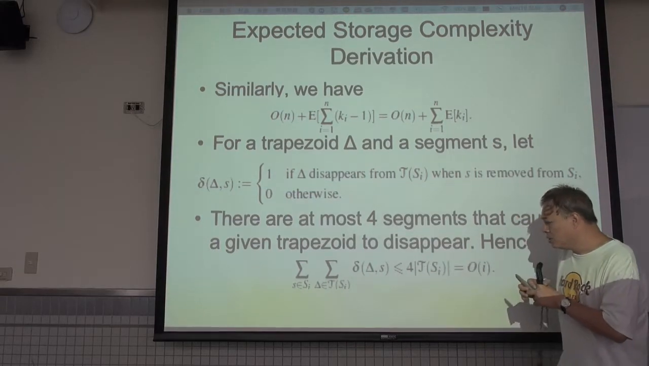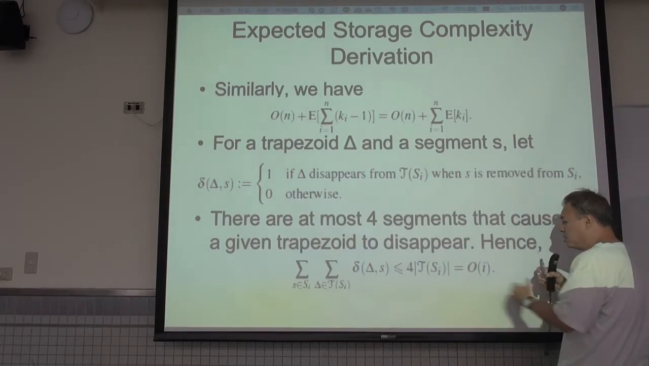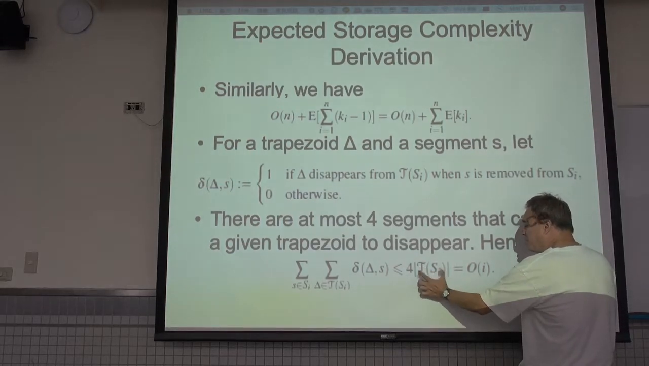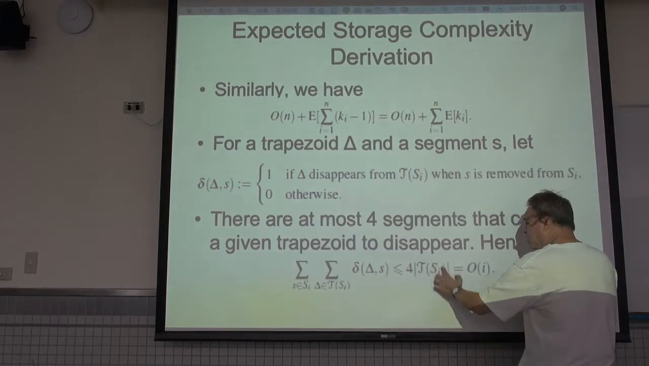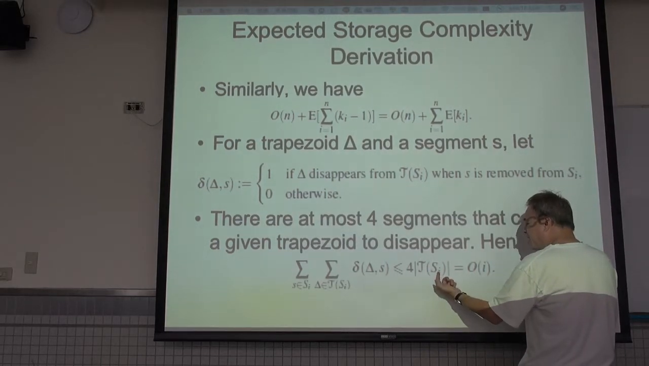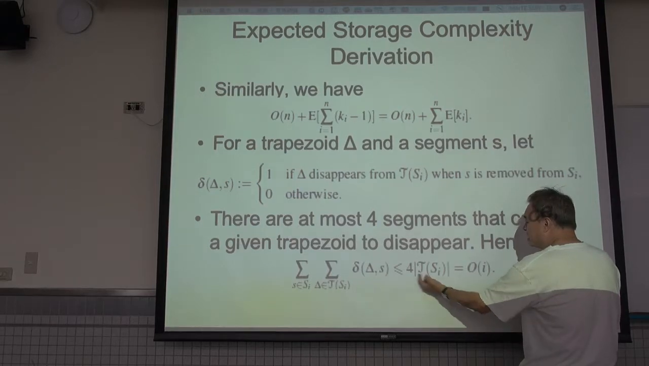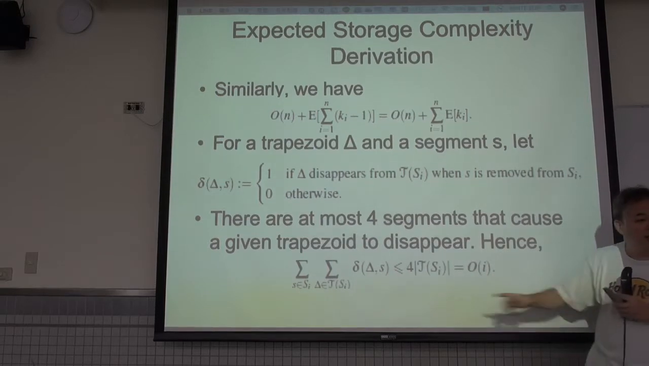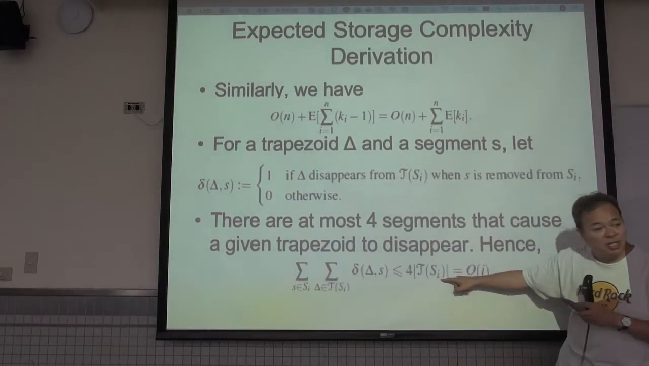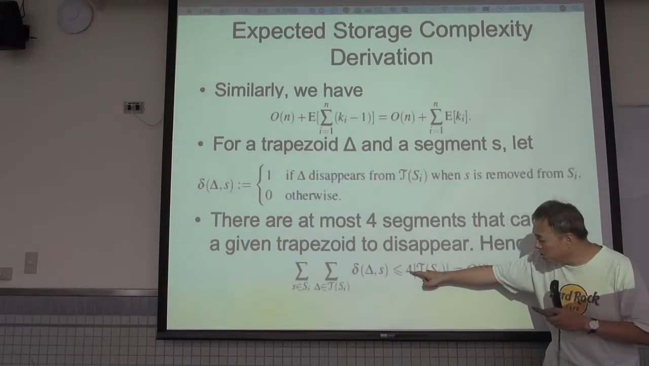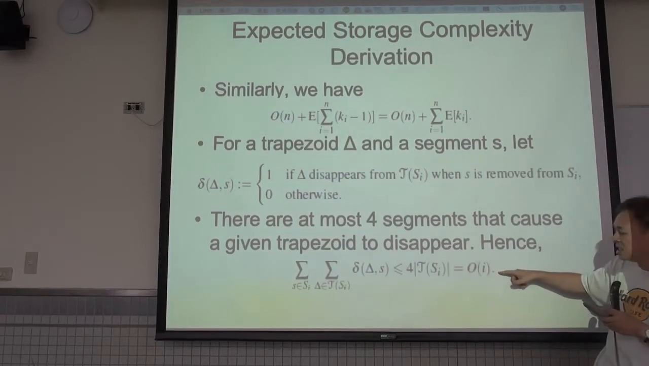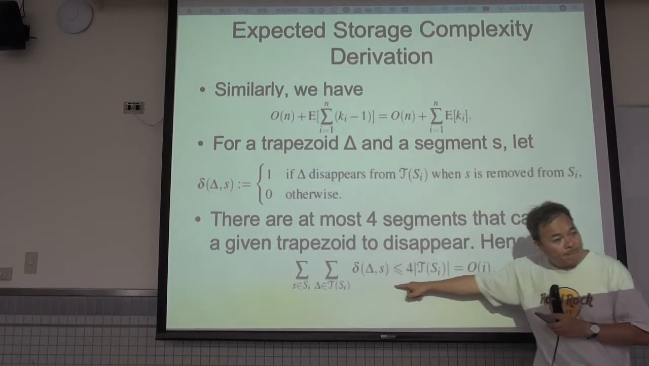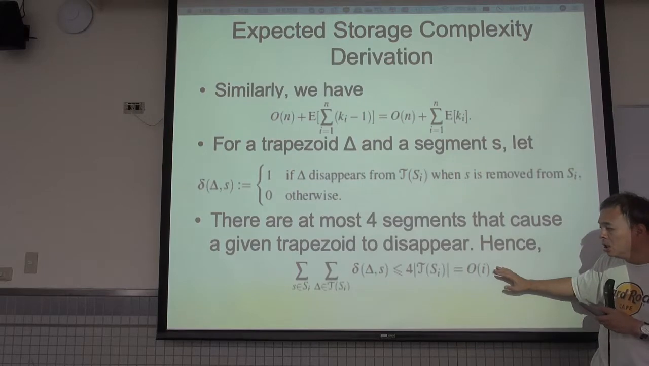But we know this one is the number of trapezoids. Since we are adding i line segments, this one is bounded by 3i plus 1, right? This is bounded by 3i plus 1. So 4 times 3i plus 1, of course, it is still linear, right? This one is still linear. Okay?